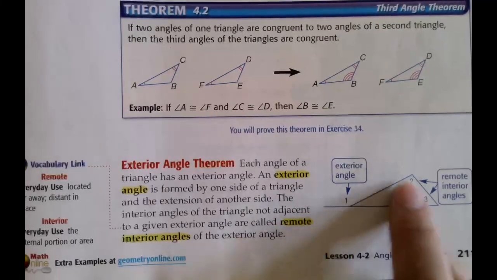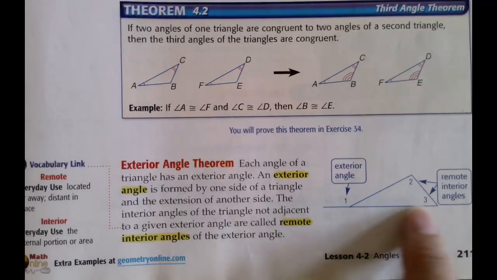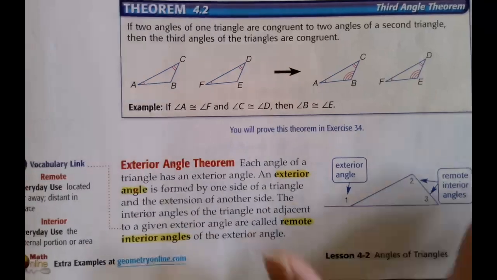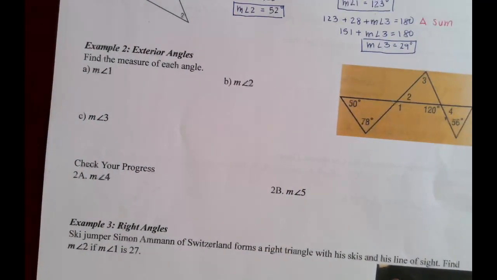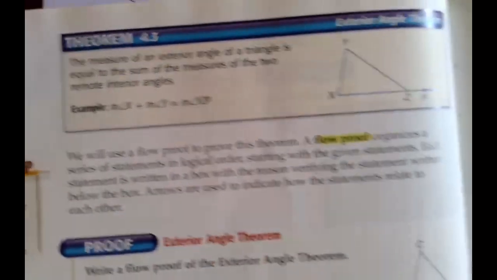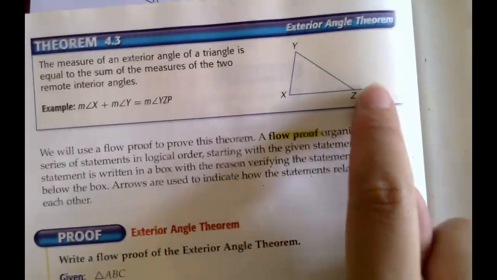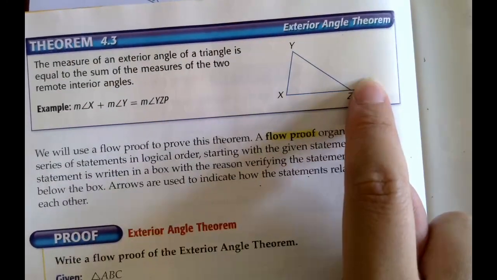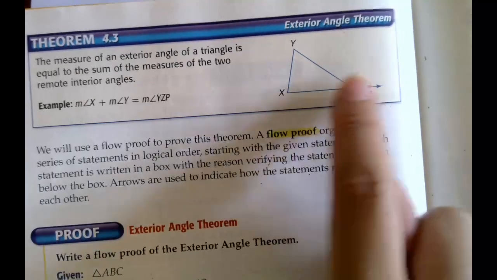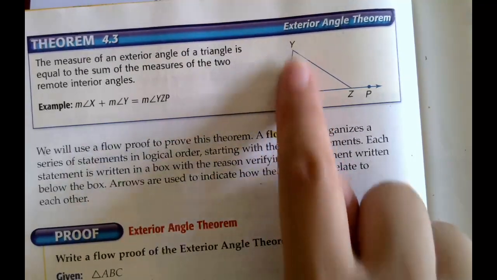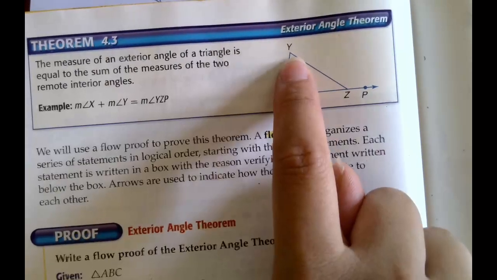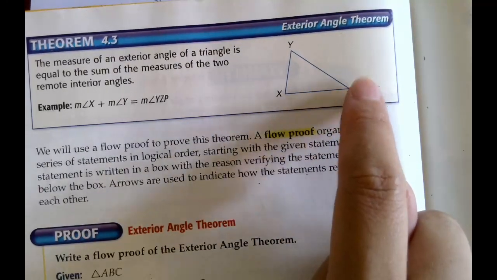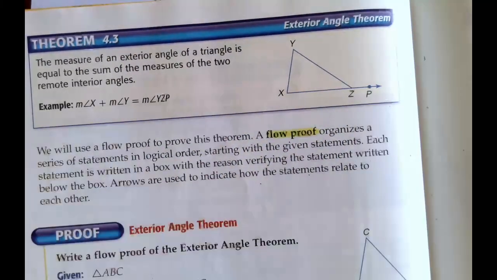So here angle 1 is formed by this side and this side of the triangle extending. And what we know about the exterior angle of a triangle is that the exterior angle of the triangle is equal to the sum of the measures of the other two interior angles. So here you can see measure of angle x and measure of angle y equals this exterior angle on the opposite side, angle YZP.